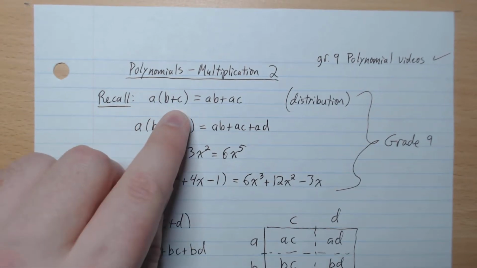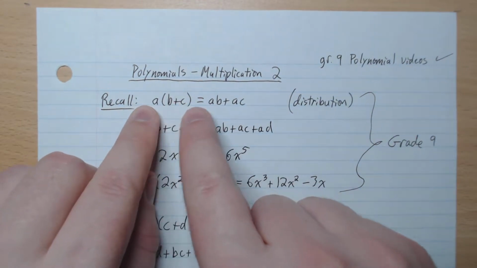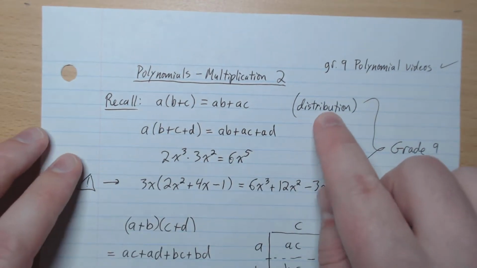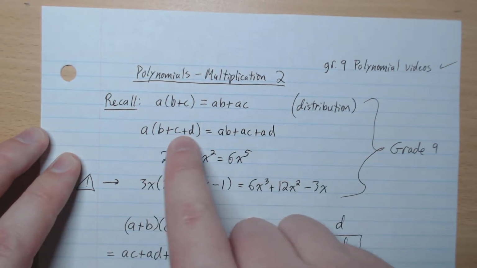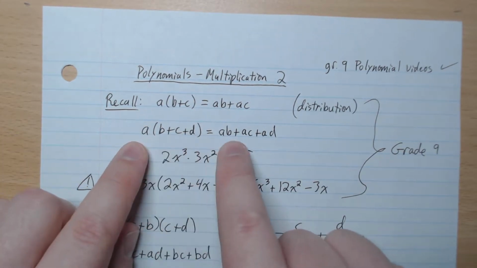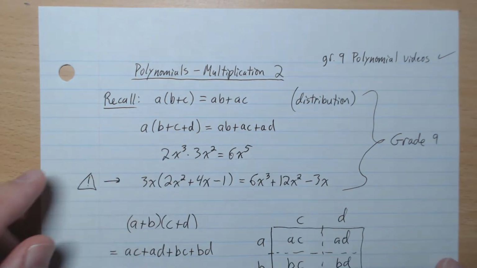So a times (b plus c) is a times b and then a times c, like that. And we call that distribution. A times b, a times c, like that. And if it's a trinomial, it's a times b plus a times c plus a times d, like that.